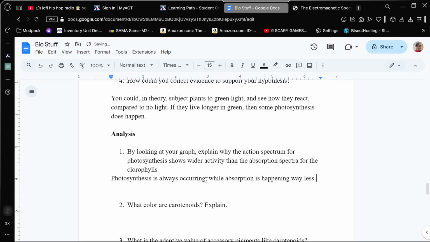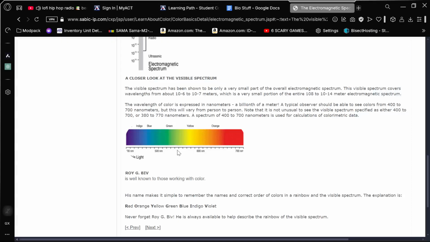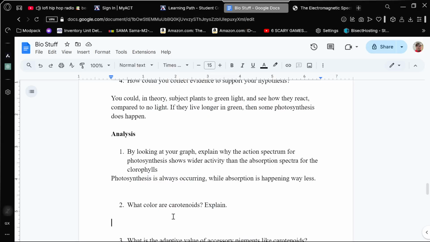What color are carotenoids? Well, they're down at 550 to about 650. So if we look at 550 to 650, we'd say about orange. So they are orange, as their spectrum is about 550 to 650.